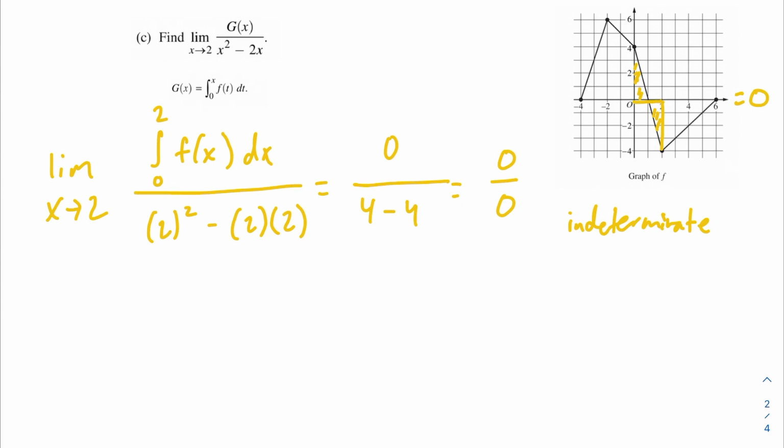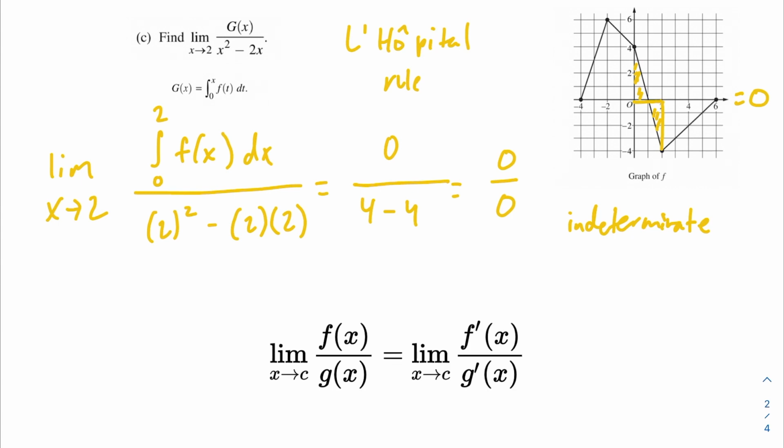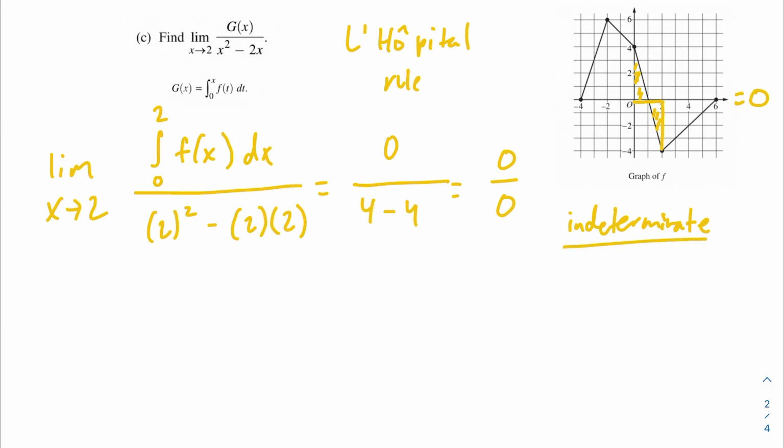This is where we want to use L'Hopital's rule. And this says basically that we can take the derivative of the numerator and the denominator and find the limit that way when we have an indeterminate form. Something else that needs to be true is that both the top function and the bottom function have to be differentiable. And I mean, that's true. So x squared minus 2x is differentiable. And since g prime of x is equal to f, which is continuous and defined for all of x, we would say that g is also differentiable. So we can use L'Hopital's rule here.